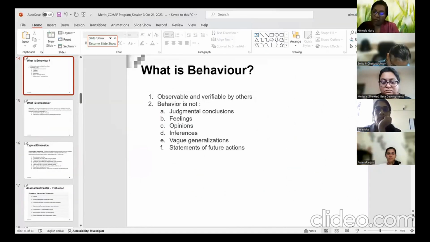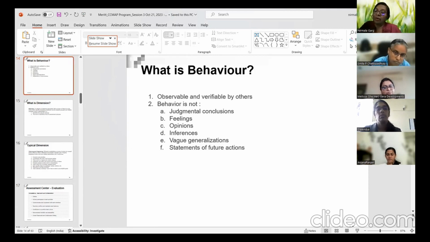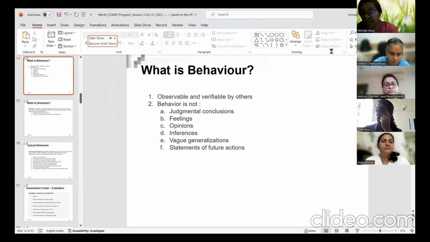One second. So let me first of all explain what we are talking about when we talk about competency dimensions. We are talking about behaviors. Earlier on, I said, what is behavior? It definitely has to be observed, because whatever is observed can be measured. So behavior is not something about feelings or opinions or inferences or vague generalizations or judgments. For example, say we're doing a role play and I am attending to an irate customer. This is about a customer complaint. I'm dealing with a customer complaint.